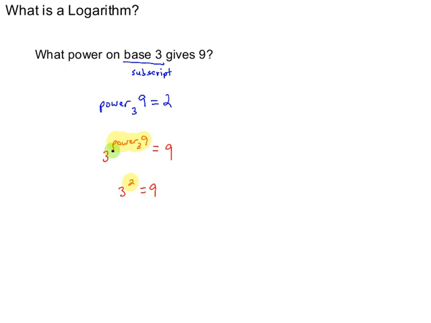Well, logarithms were created, if you want to call it that, by someone named John Napier, and he didn't use the word power, he used the word logos for this, and so the abbreviation for that was log. Logos has some translation, I think meaning ratio or something. So instead of the word power, we use the word log. With a base of 3 gives 9 is 2.